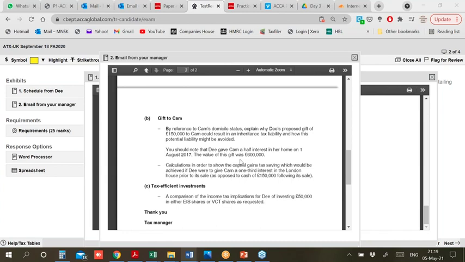However, I'll tell them that the advantage of that is their limit will become unlimited. There will be no cap now, but worldwide assets of CAM will be subject to IHT. So if he has any assets in the Riviera, the country of Riviera, those assets will be subject to CGT as well.